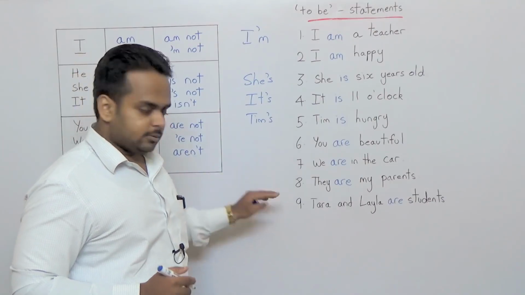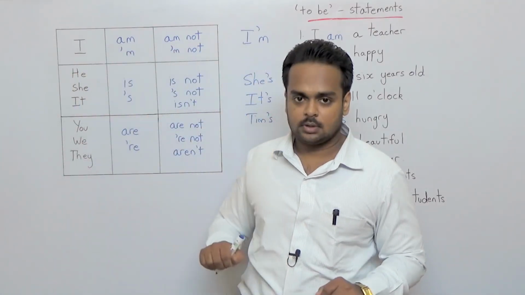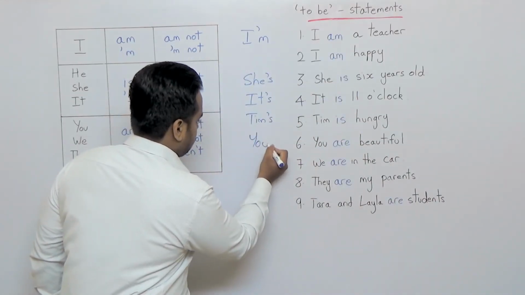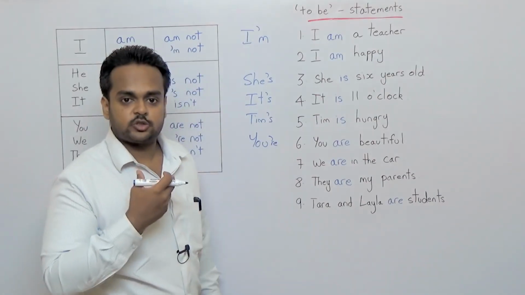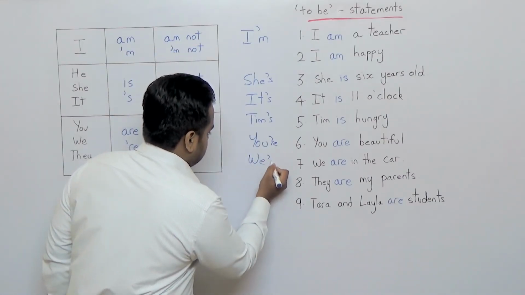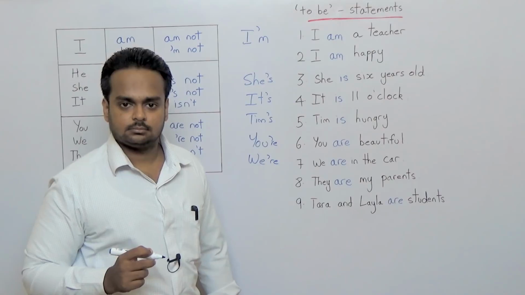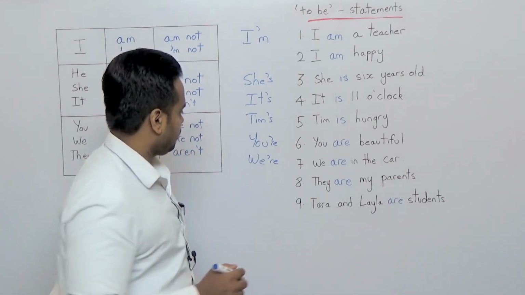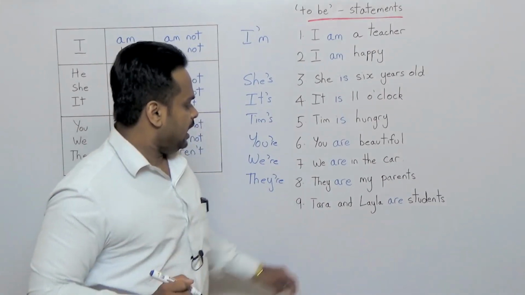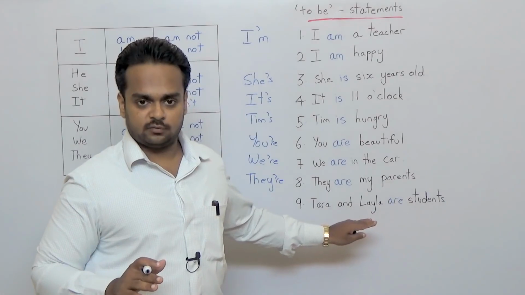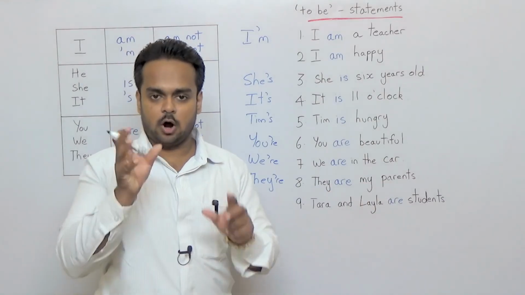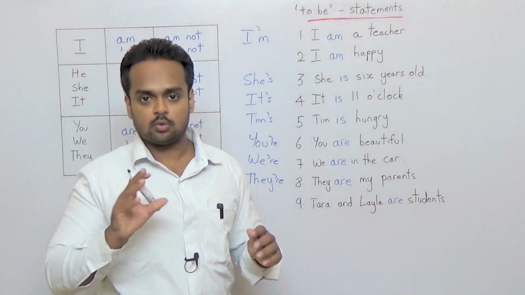And if we have are, we would take the short form and we would put it next to the subject. So you are would be you're. It's pronounced you're. We are is we're. Practice saying it. We're. And they are is they're. Now for this example, we cannot use a short form because these are plural nouns. So if you have Tara and Layla or a plural noun, we don't use short forms.